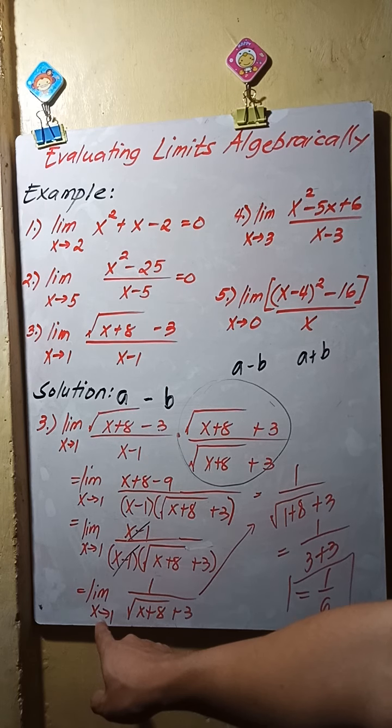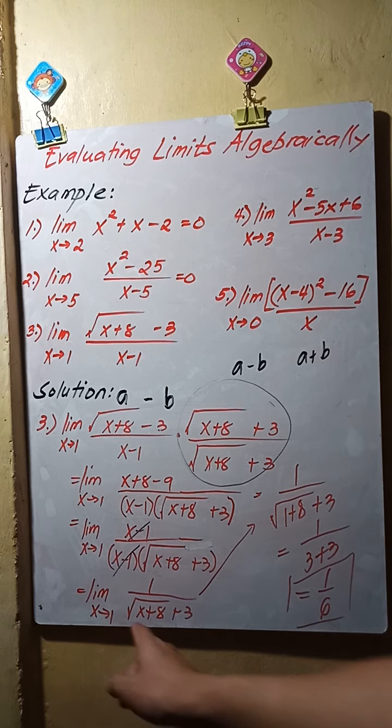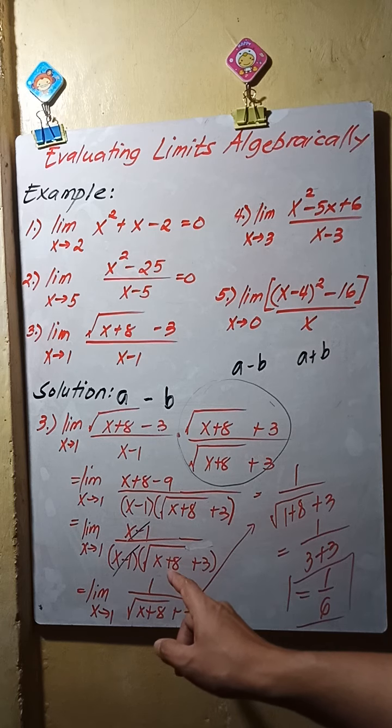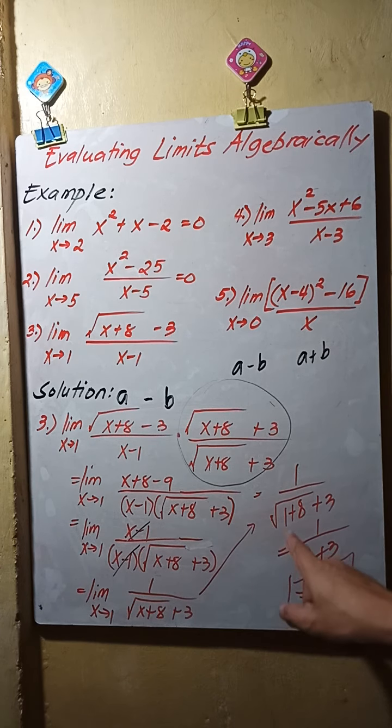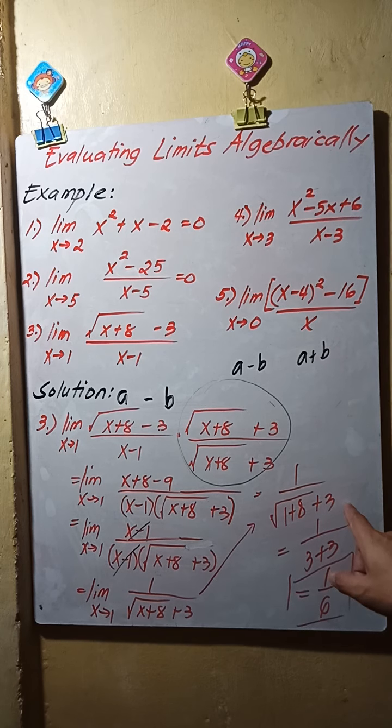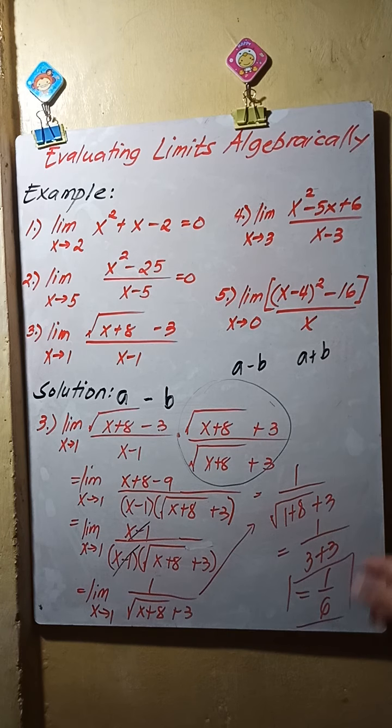Now, when you substitute 1, the denominator will no longer be 0. So, when x is 1, I just substitute it for x. It becomes 1 plus 8 plus 3. And then, 1 plus 8 is positive 9. The square root of 9 is just 3. So, copy the 3, and then 3 plus 3, that is 1 over 6. That is the answer to problem number 3.